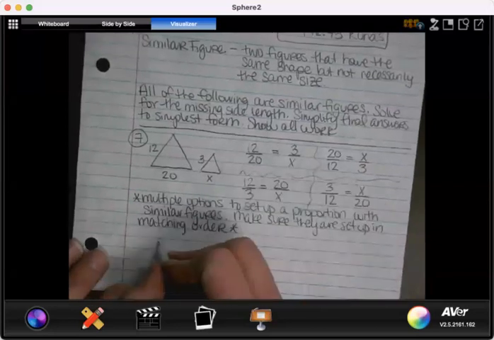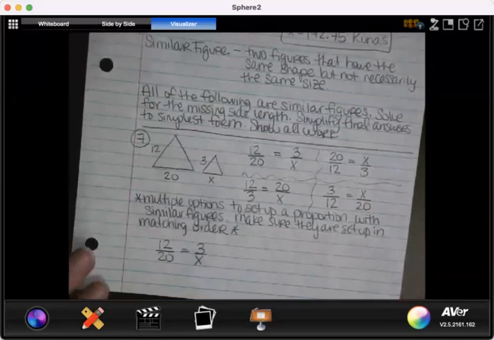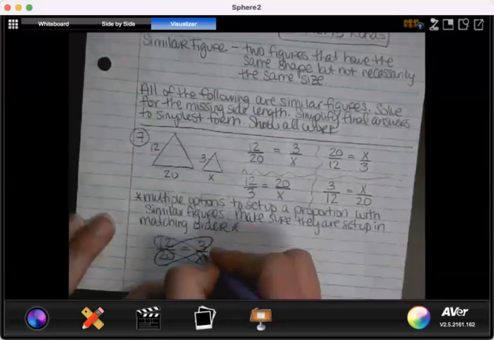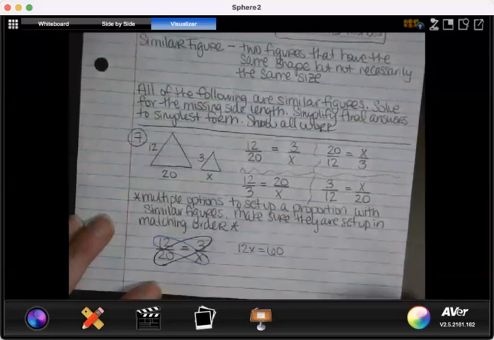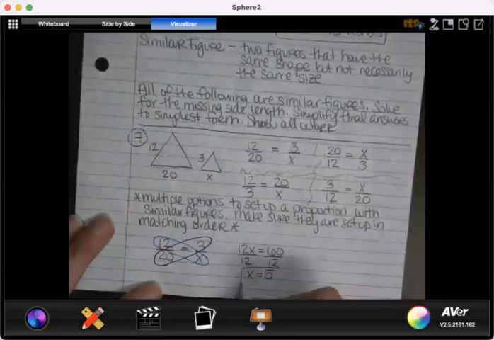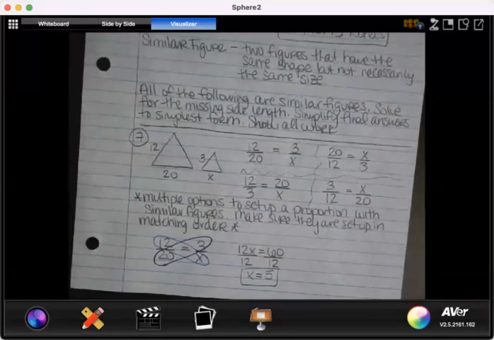I'm going to go ahead and pick that first one. 12 divided by 20 equals 3 divided by x. Then I'm going to do my cross multiplication, and I get 12x equals 60. Divided by 12, and x equals 5. Now, x would equal 5 in any of these proportions that we set up here. But again, you only need to complete it one time. I'm just simply showing you that there are multiple options for you to do so. Let's go ahead and look at number 8.